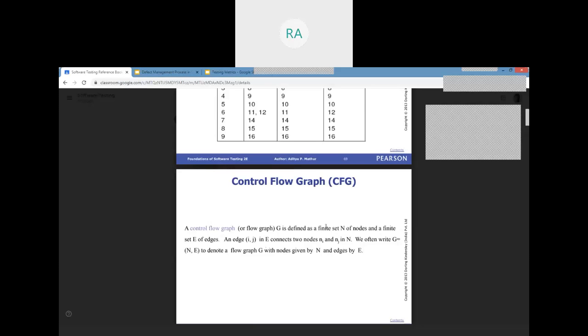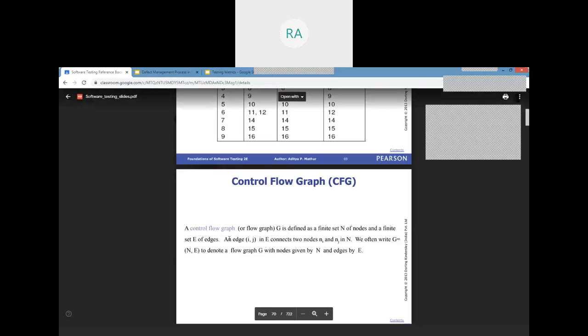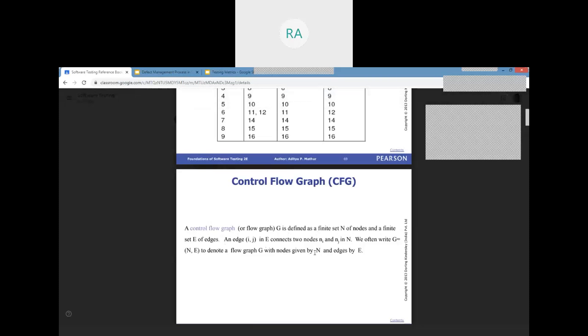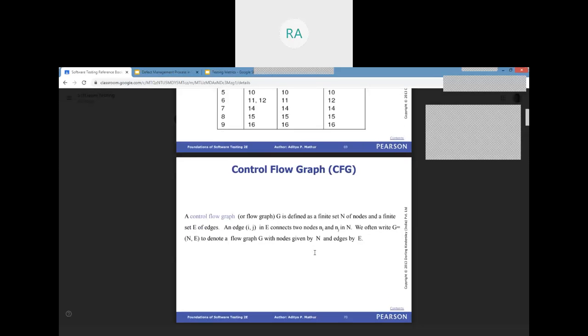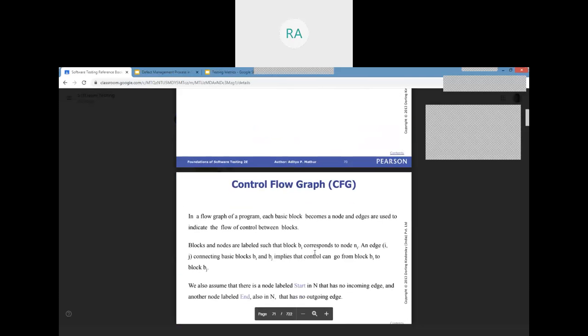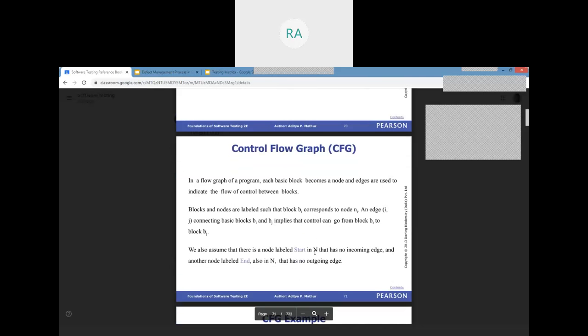If you remember this, you write it. Otherwise, if you write this much, it is more than enough. What you are supposed to know is G = (N, E), where N represents the set of nodes and E represents the set of edges. That's it.